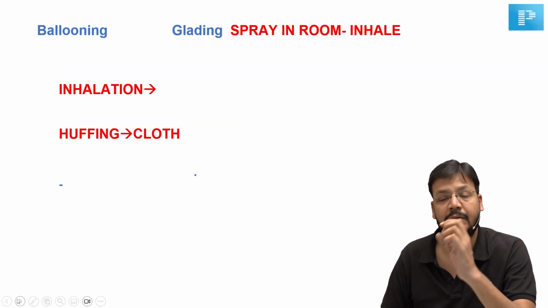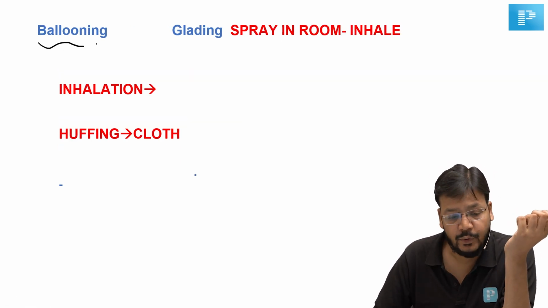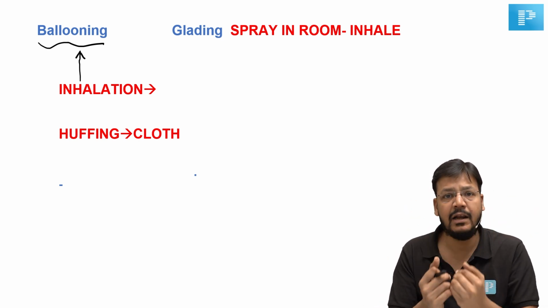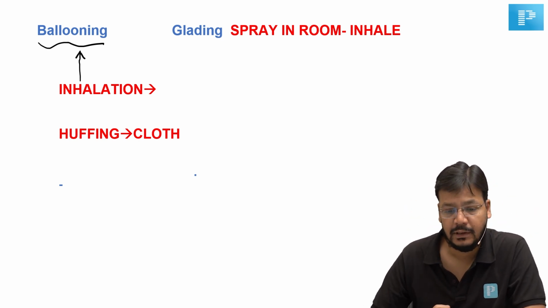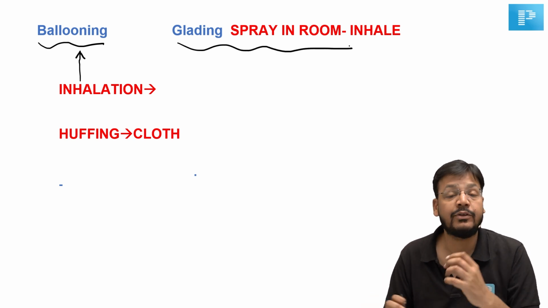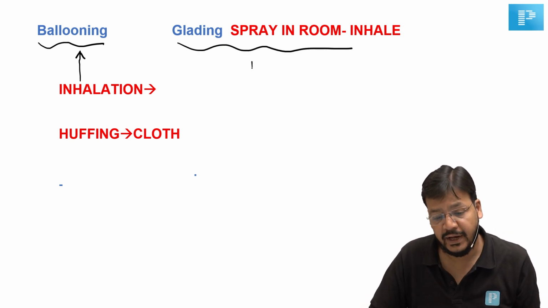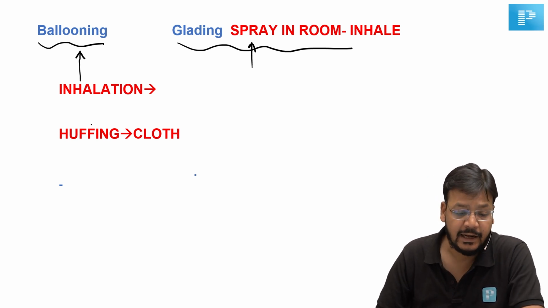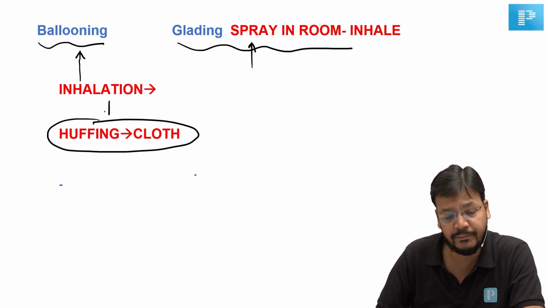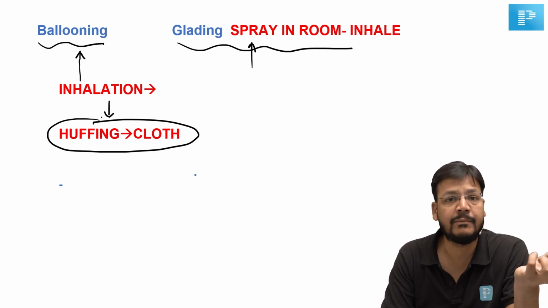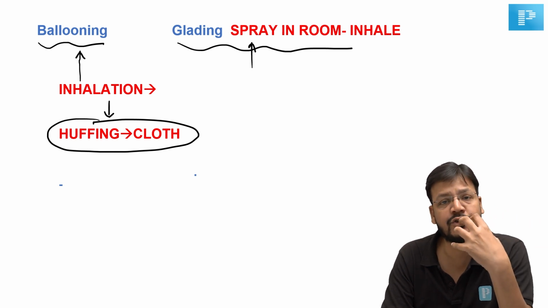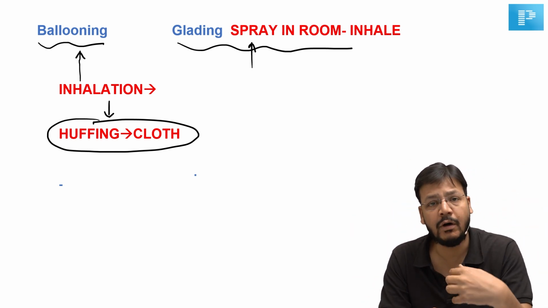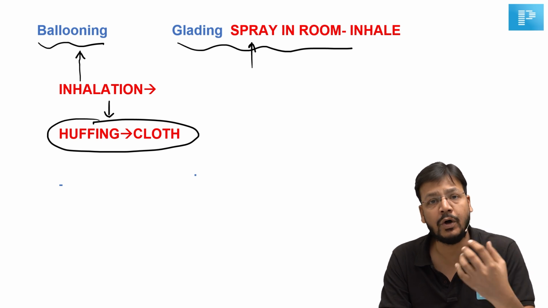Ballooning is a method of inhalation where we inhale the gas from a balloon. Gladding is the method of inhalation where first we spray in the room, then we inhale. And huffing is an inhalation method using some cloth. Huffing is inhalation by cloth. Gladding is spraying in the room, then inhaling. Ballooning or bagging is by balloon or bag.